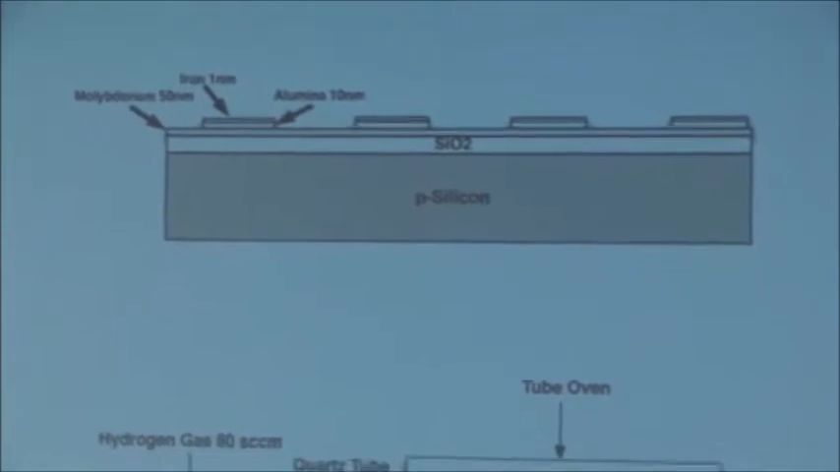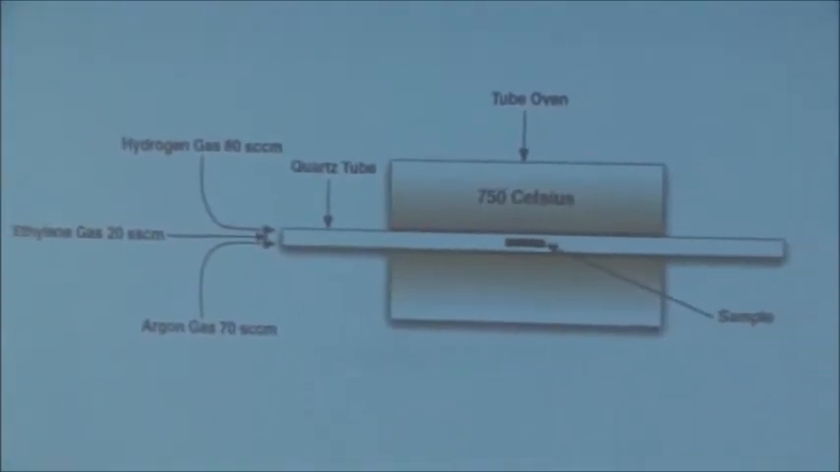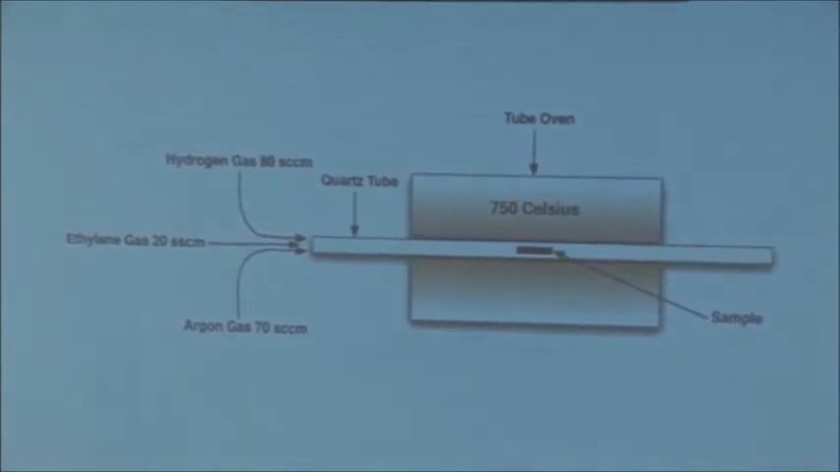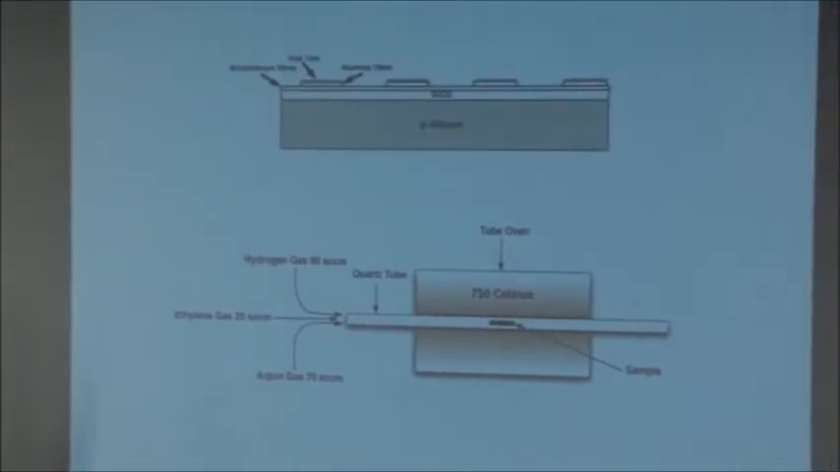You put it in a high temperature environment. You flow in some gases that have carbon in them, like ethylene and so on. And at high temperature, in the presence of that catalyst, the gases break down, carbon comes out, forms nanotubes. So it's really a chemical process. In this case, chemical vapor deposition is quite common.